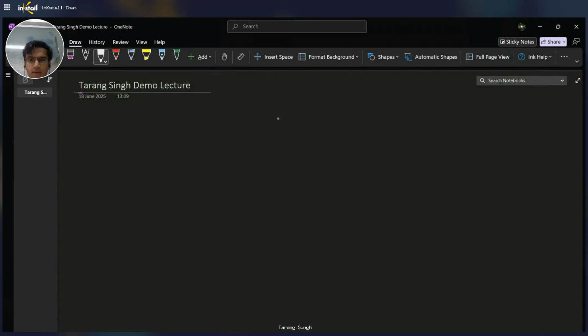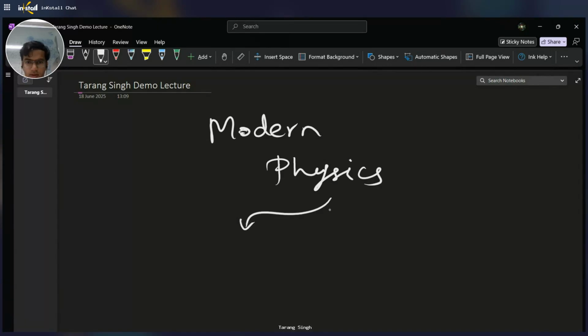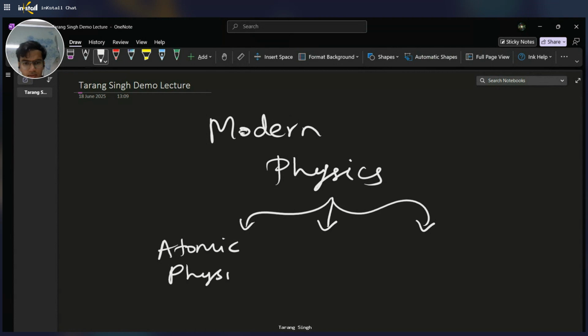Now let's start with the lecture. Today I'll be teaching modern physics, also because this is one of the most interesting and most studied branches of physics. This comprises three branches, to be very rough at this point. The first branch is atomic physics, also known as nuclear physics.